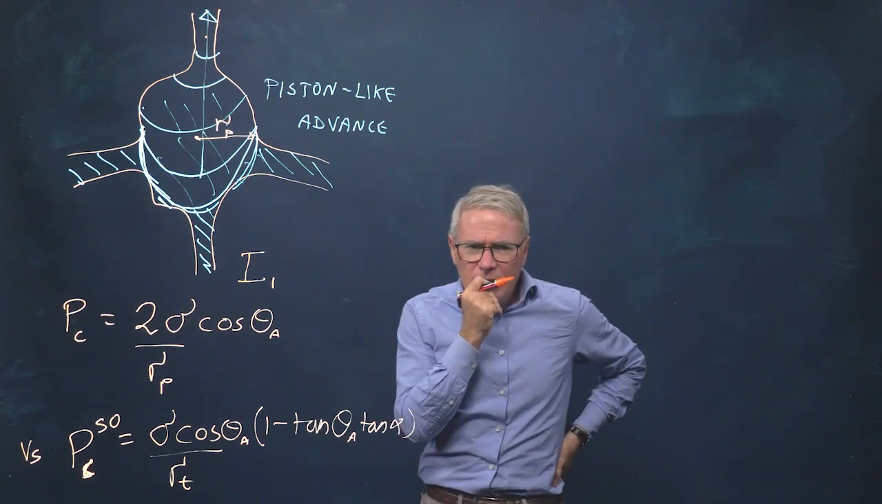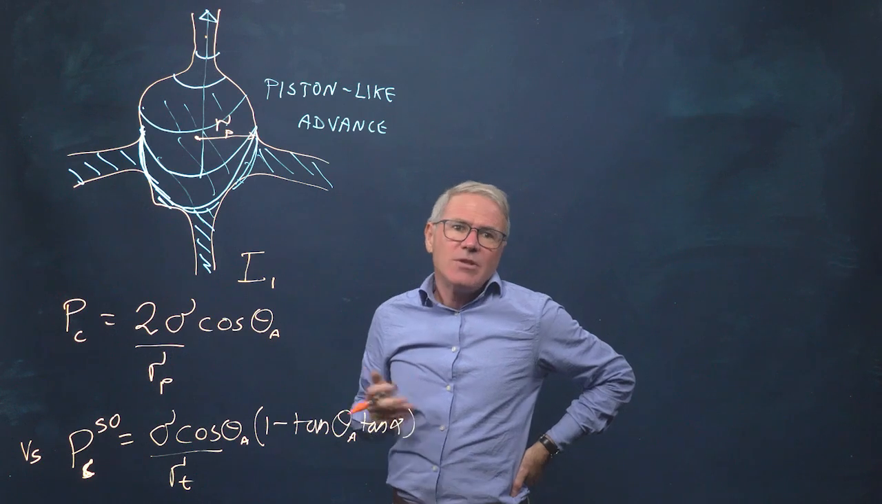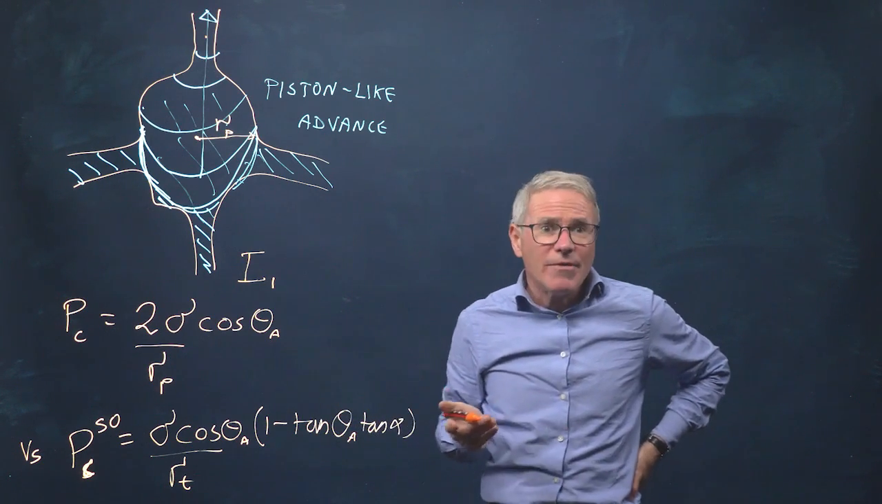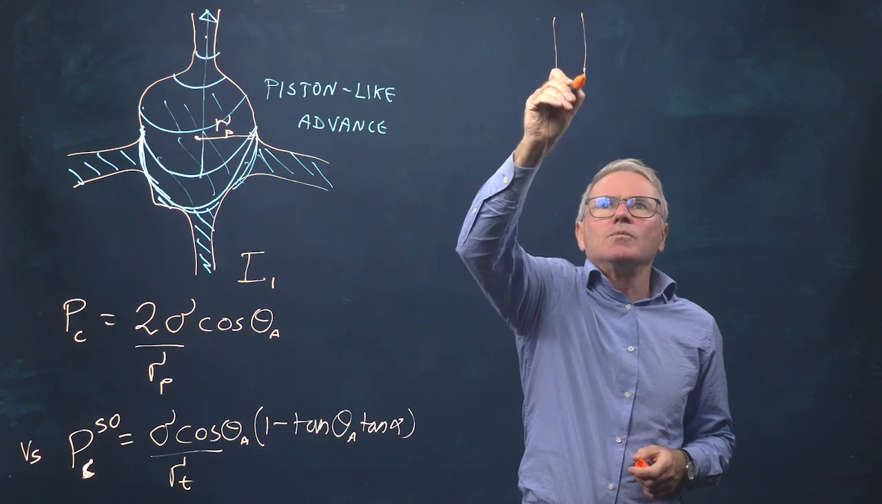Okay, so you might say, well, that's fine, but it does rely on all of those being filled. So what happens if we have an I2 event? So an I2 event would look like this.